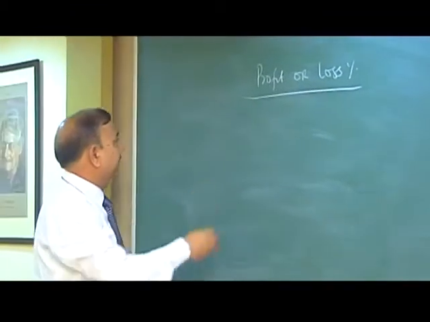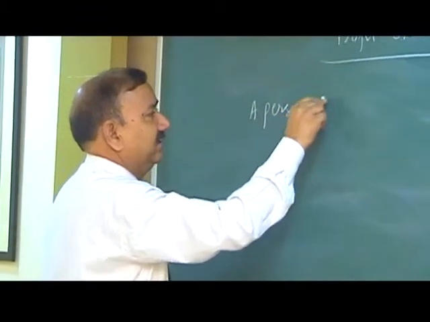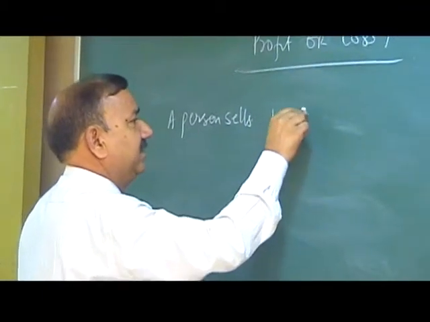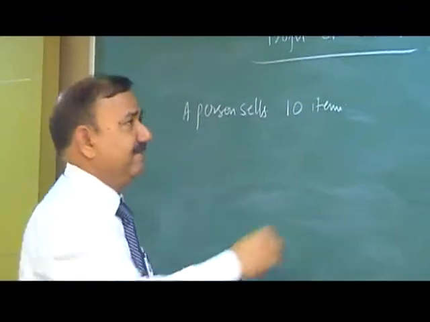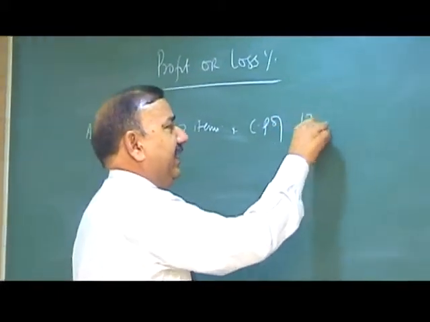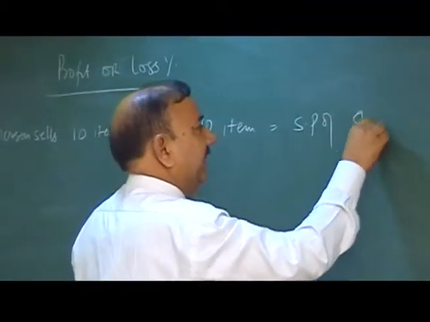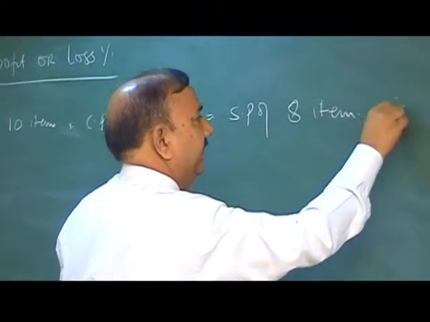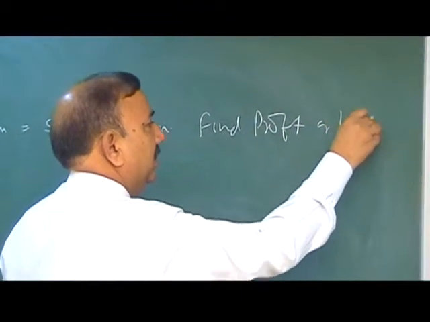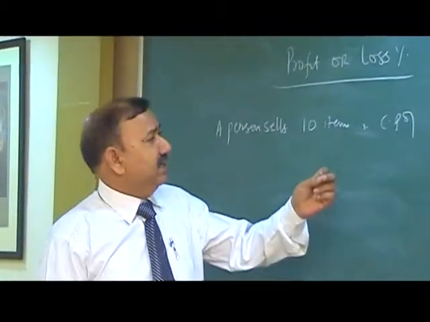Suppose a person sells 10 items, and the cost price of 10 items is equal to the selling price of 8 items. Find profit or loss percent. We have derived a very short technique to get the answer of such questions.